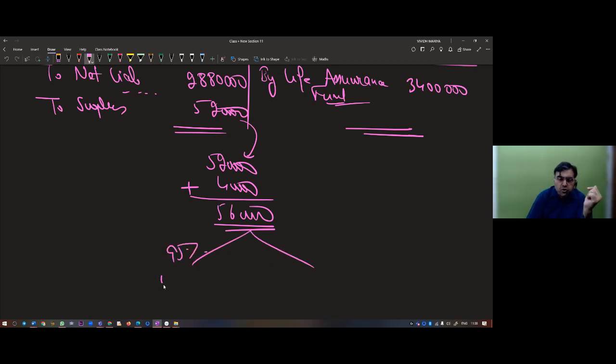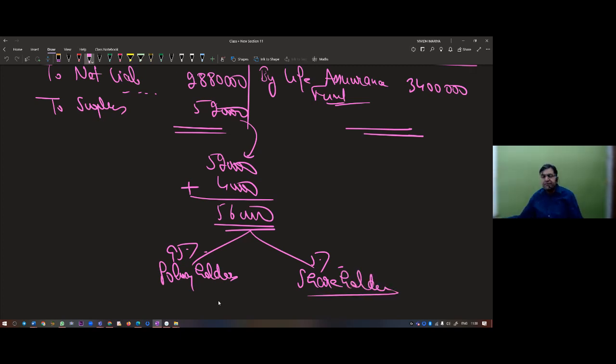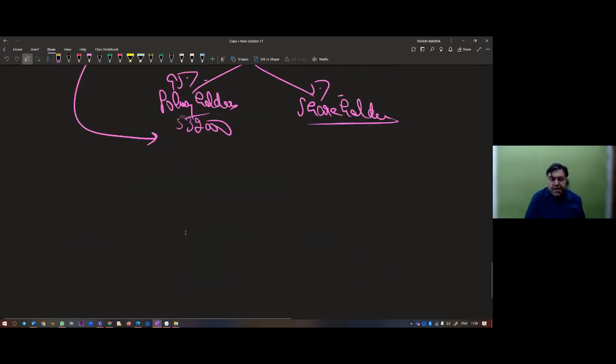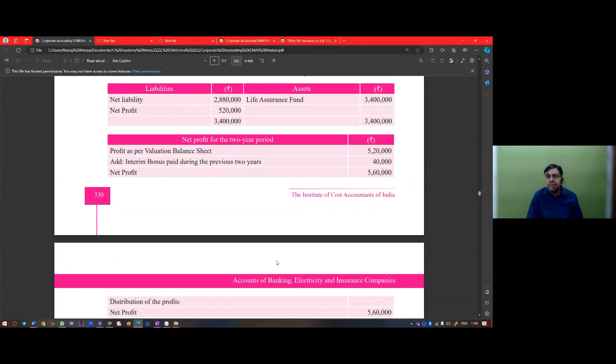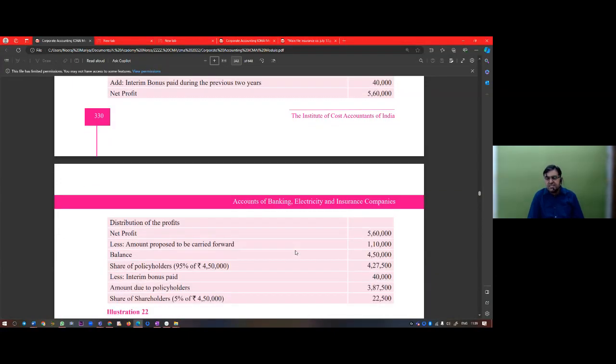95% profit belongs to policy holders. 5% profits belong to shareholders. So 95% of 560. Policy holders are entitled to 532, out of which 40,000 is already paid. So balance payable to policy holders is 492. You understand it well?